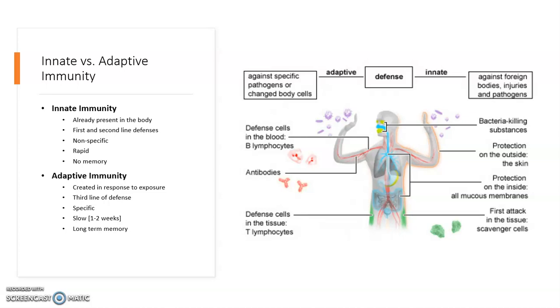So if you ever do get infected with the same pathogen again, you're not going to have a specific memory response that will protect you in the future, so you can potentially get sick with the same pathogen numerous times throughout your life. We compare this to adaptive immunity. Sometimes you'll hear this called acquired immunity. This is something that is created in response to exposure.